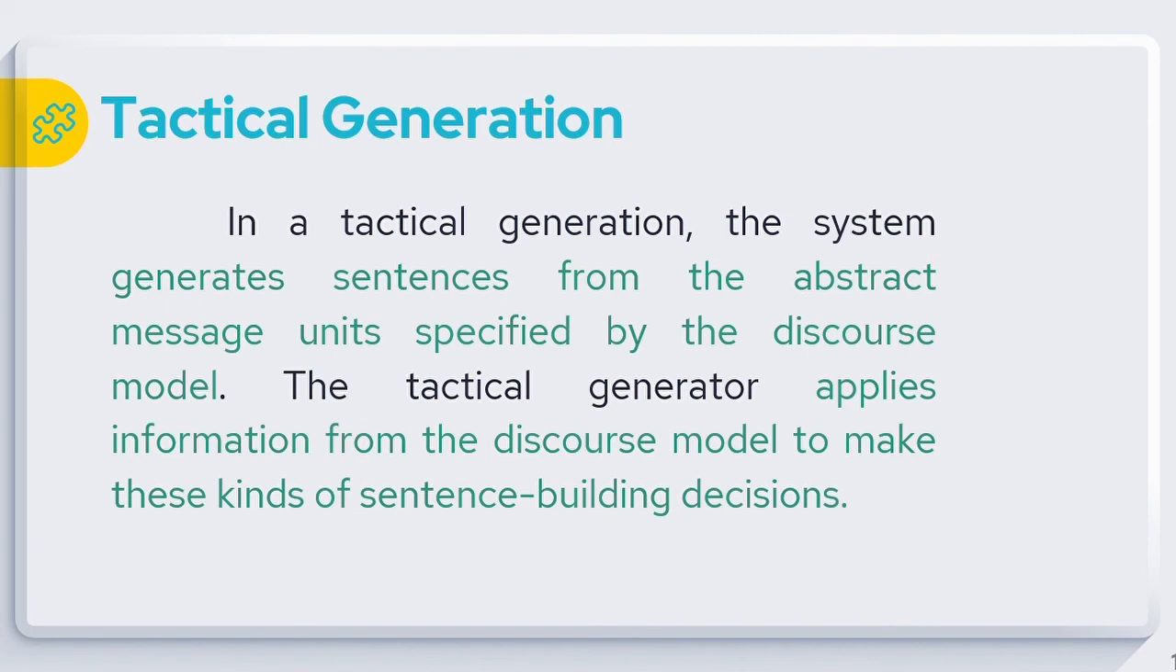Then tactical generation. In tactical generation, the system generates sentences from the abstract message units specified by the discourse model. In the simplest case, each message unit may be expressed in a single sentence, but multiple messages can be combined in a single sentence, or a single message can be split across multiple sentences. The tactical generator applies information from the discourse model to make these kinds of sentence-building decisions.